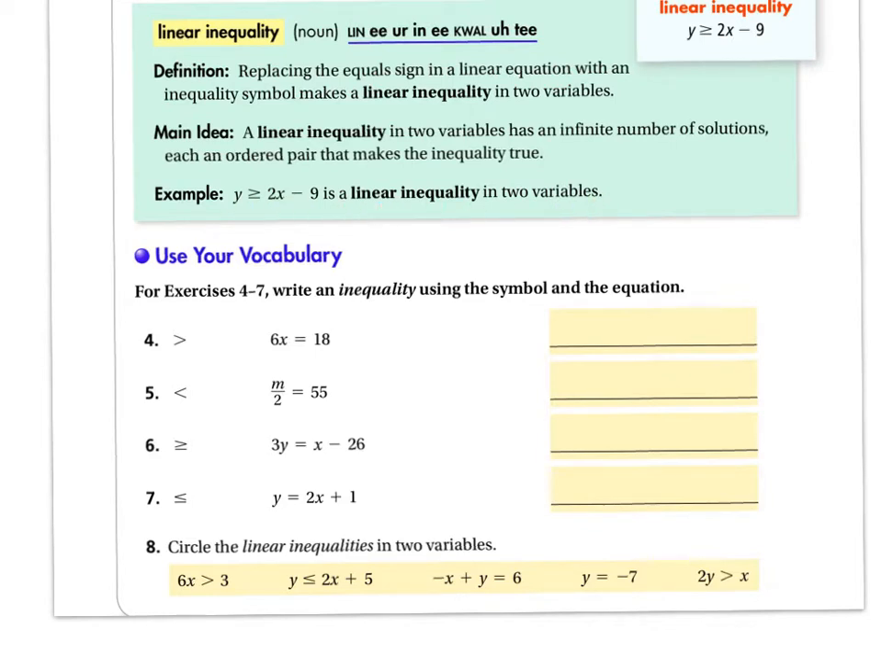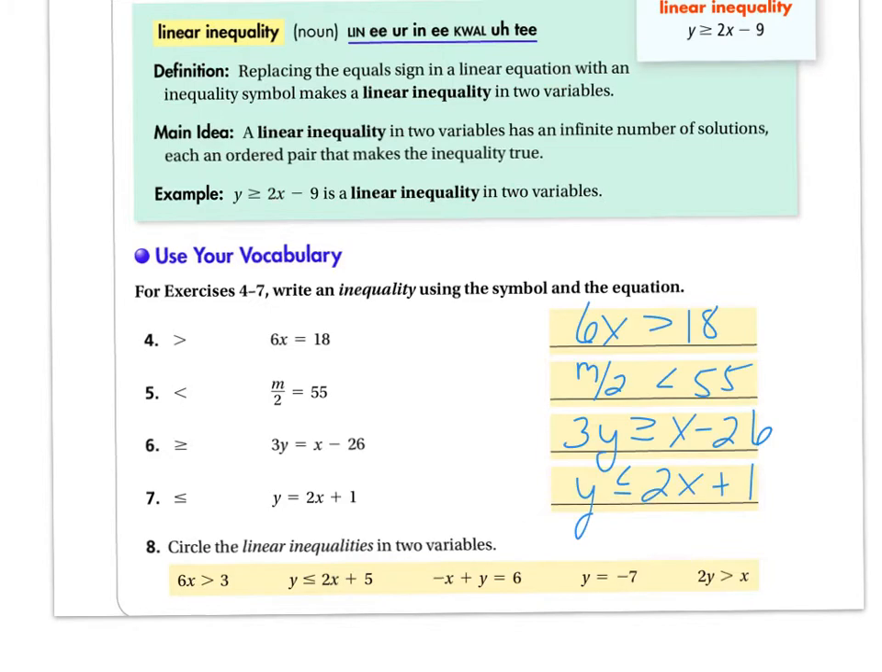Here's our example. And we're going to, on 4, 5, 6, 7, and 8, change these to inequalities. Go ahead and try this. Pause the video and start the video and see how you did. And for problem 8, we want to circle the linear inequalities with two variables. Single variable, two variables, equal sign, single variable, and two variables and an inequality.